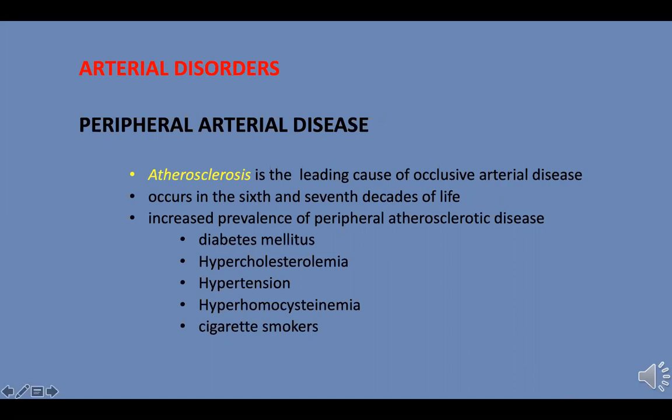Peripheral arterial disease. Atherosclerosis is the leading cause of occlusive arterial disease. It occurs in the 6th and 7th decades of life, and there is an increased prevalence of peripheral atherosclerotic disease in diabetes mellitus, hypercholesterolemia, hypertension, hyperhomocystinemia, and cigarette smokers.